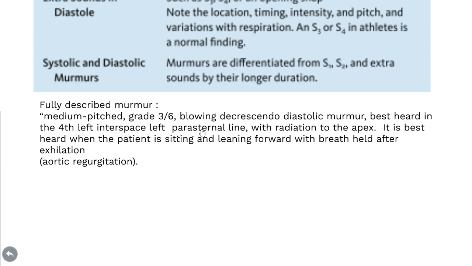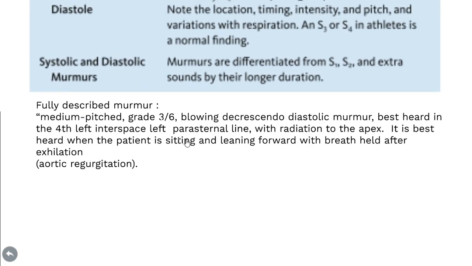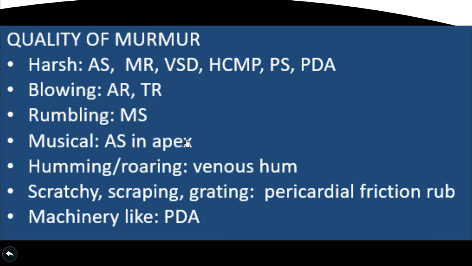Next is the blowing. What is blowing? This refers to the quality of the murmur. A murmur can be harsh, blowing, rumbling, musical, humming or roaring, scratchy, or machinery-like. And these are examples of it.